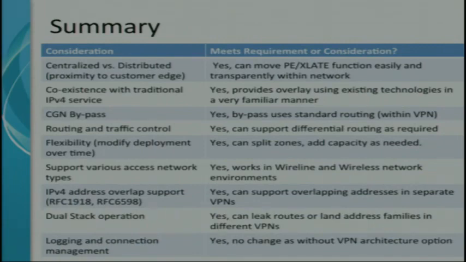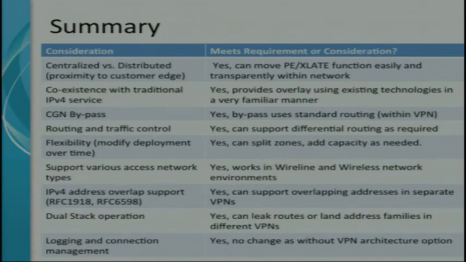The other thing we looked at is, can you do CGN bypass? And the answer was yes, you could bypass CGNs pretty easily. It's all within the MPLS VPN framework. Another thing we looked at is routing traffic. Can we do traffic control with this? Yes, we can. We're sending our translation traffic in one direction and the rest of our customers in another direction.